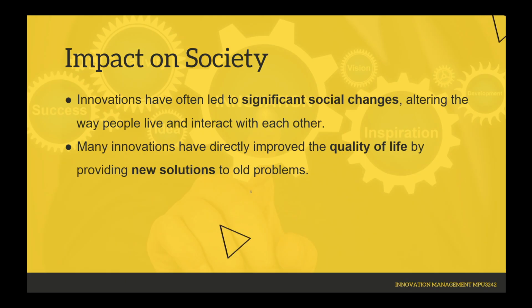So we're going to see the impact on society of innovation. We see that innovation often leads to significant social changes. When electricity was introduced, for example, there were a lot of social changes, in how we communicate and how we live, altering the way people live and interact with each other.